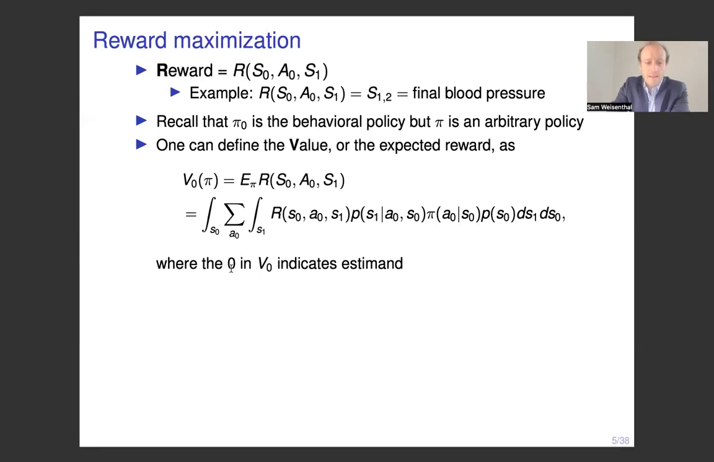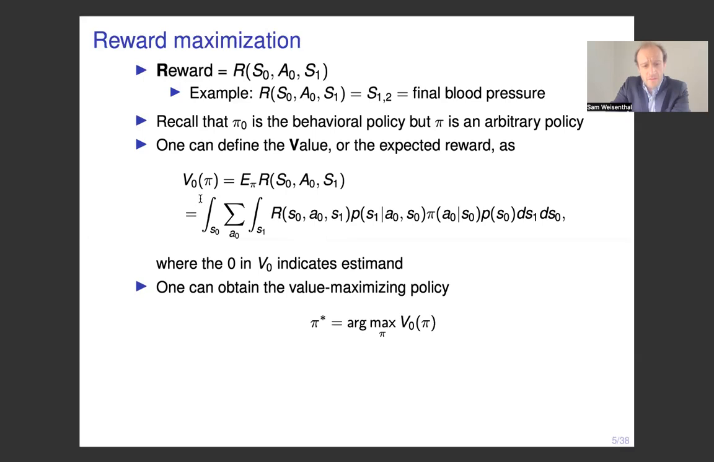The naught in the V naught indicates an estimand. Note that the naught in the states and actions sort of indexes time, but the naught in the V naught indicates that V naught is the true reward, or an estimand, which we might be estimating in the future.